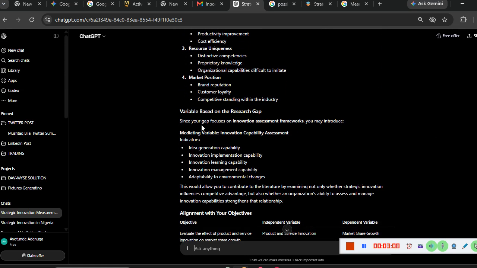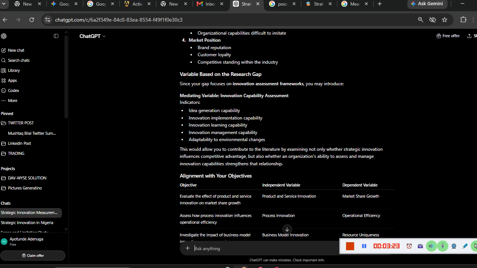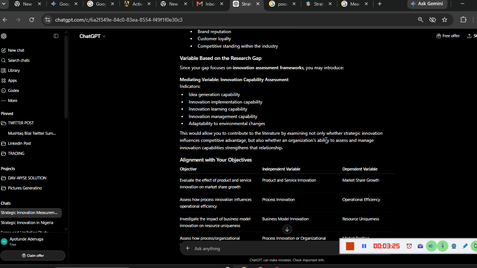Based on the research, because of the innovation assessment framework, you may introduce relative variables: innovation capacity assessment, idea generation capacity, innovation implementation, innovation management. This will allow you to contribute to literature by examining not only whether innovation influences performance, but also whether an existing ability to assess and manage innovation capacity strengthens that relationship.